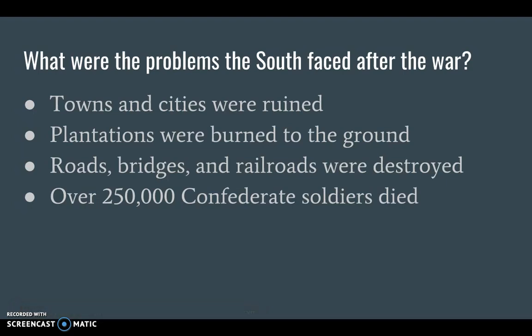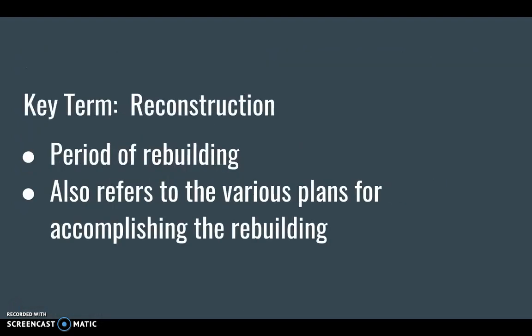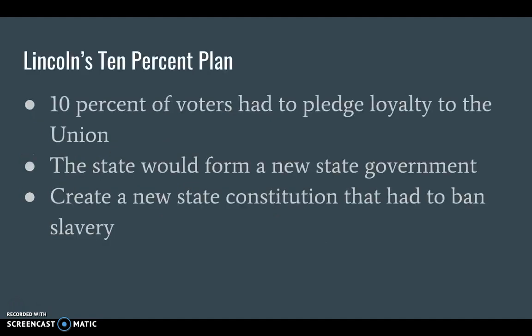So we're going to focus on the 3 main plans for Reconstruction. Reconstruction is a period of rebuilding, and it also refers to the various plans for accomplishing the rebuilding. The first plan that we're going to talk about is Abraham Lincoln's 10% plan. Lincoln's 10% plan is where 10% of the voters had to pledge loyalty to the Union. Lincoln felt that secession was constitutionally impossible, and the Confederate States of America had never technically left the Union. He announced his plan in December of 1863.